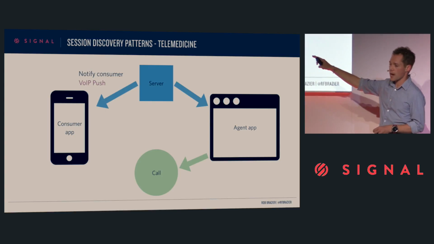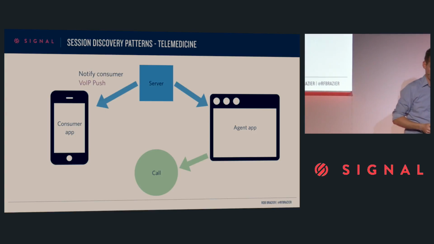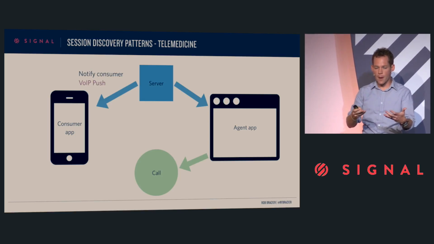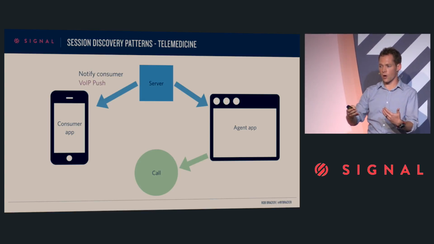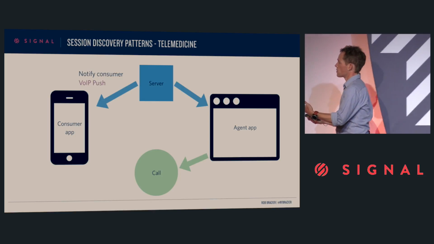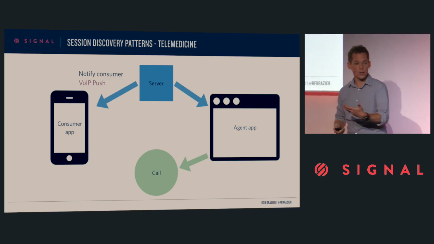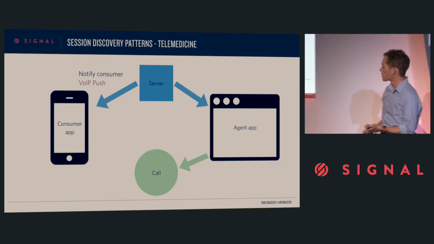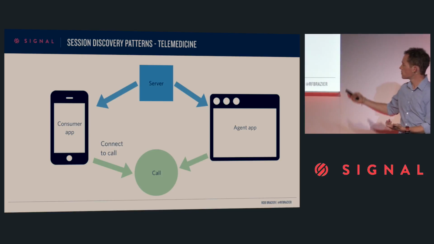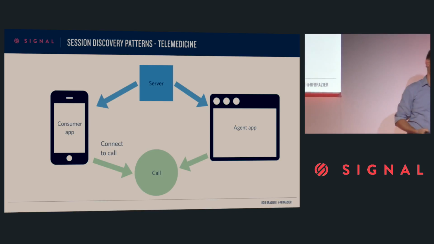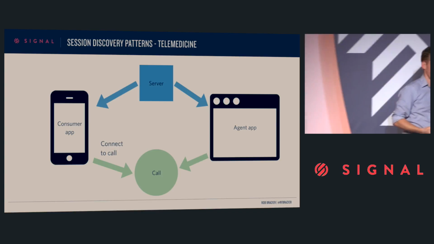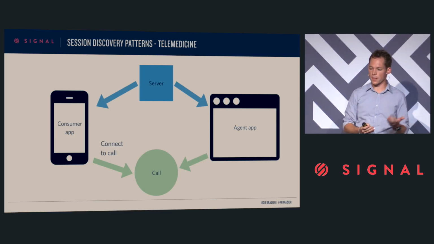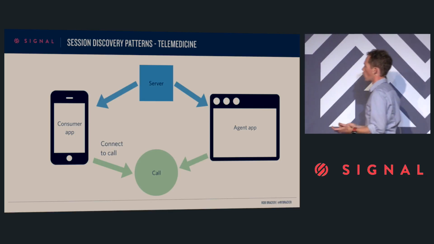So they send a VoIP push out to the consumer application, the patient application, and that wakes up the app. The app starts to get ready to connect to the call, and the consumer sees a notification on their screen that says something like, the doctor is ready to see you now. Once the user responds to that notification, they then connect to the call. The doctor is already standing by, and they begin the telemedicine appointment. You can see why separating the notification mechanism from the actual call itself is an important consideration here.